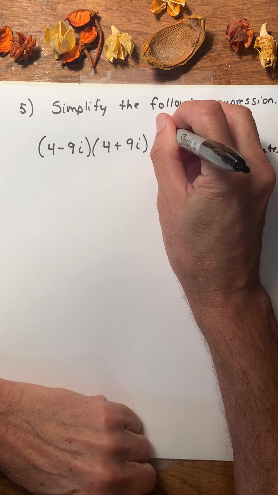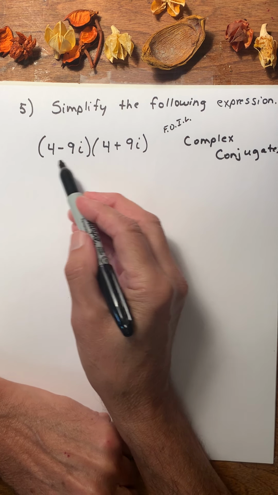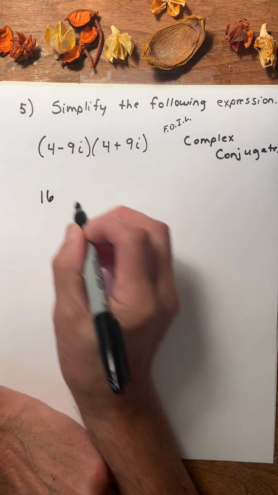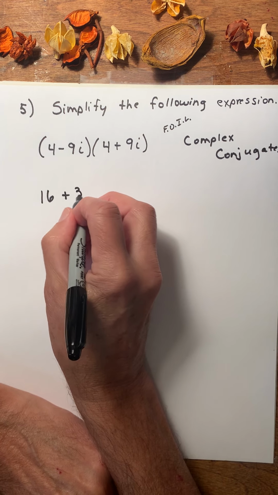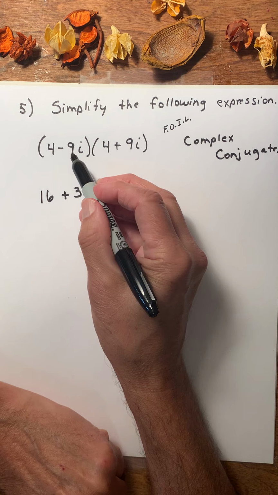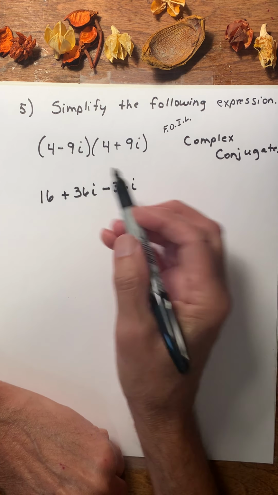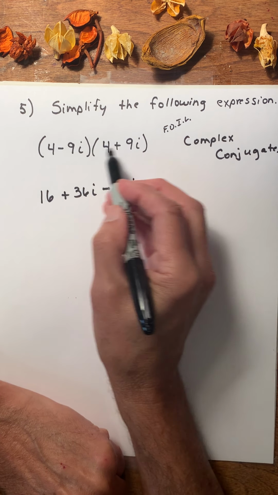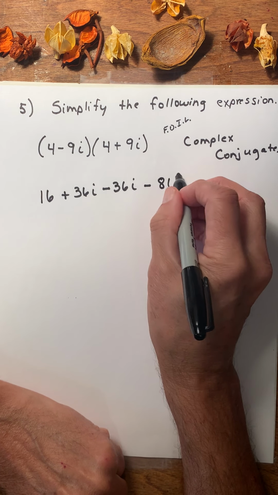Again, we're going to do the FOIL multiplication because I have 2 things times 2 things. So here we go. 4 times 4 is 16. 4 times positive 9i, 36i. Negative times a positive is negative 36i. And negative times a positive is going to be a negative. 9 times 9 is 81. i times i is i squared.